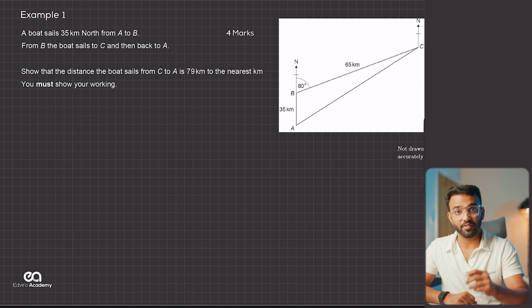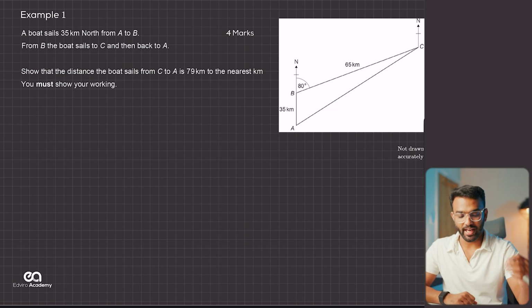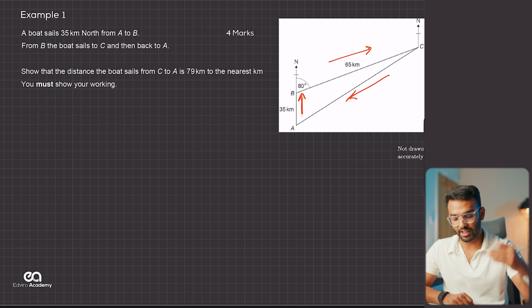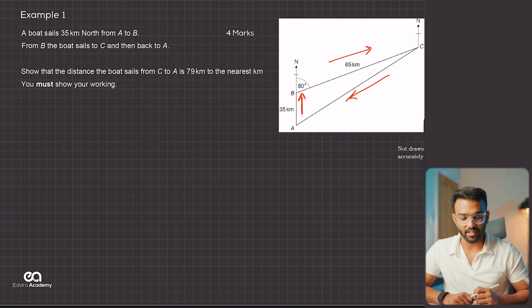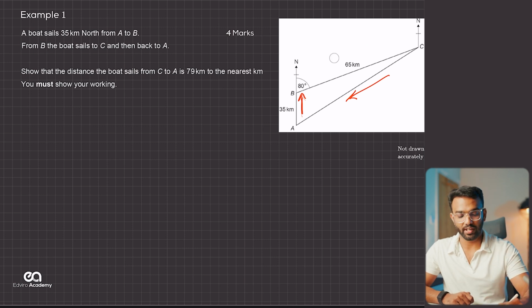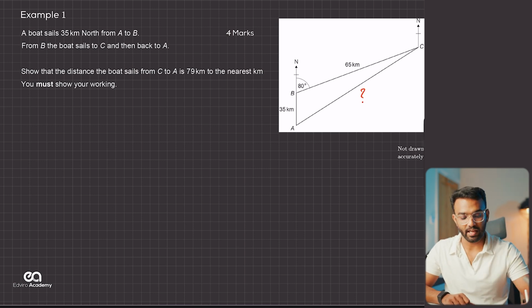A boat sails 35 kilometers north from A to B. So it started A to B, 35 kilometers, just like that over there. From B, the boat sails to C, about 65 kilometers, and then it comes back to A, from C to A. Show that the distance the boat sails from C to A is about 79 kilometers, nearest kilometer. Show your working. So when you have something like this, they're asking you to work out the value of AC, right? Or CA, whatever it is.